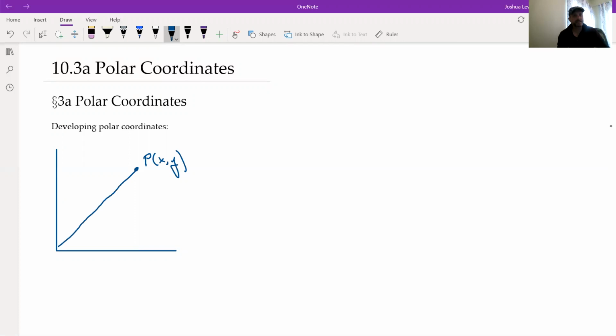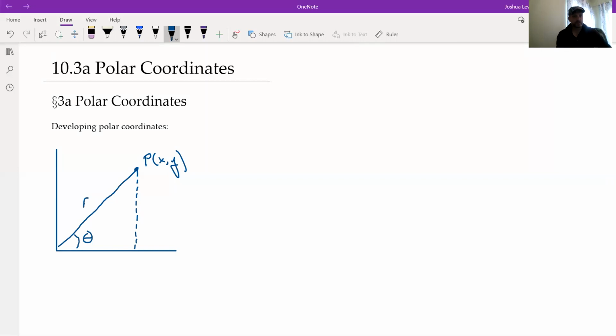has a certain distance from the origin. It also makes a certain angle with the positive x-axis. And so you might recall that we call that distance r, and we call that angle theta. And so just like we could label a point with x, y, in other words, how far from the origin, left, right, and up, down is it, we could just as easily identify a point by how far from the origin is it, and what angle does it make with the positive x-axis. And so that's what essentially polar coordinates do.